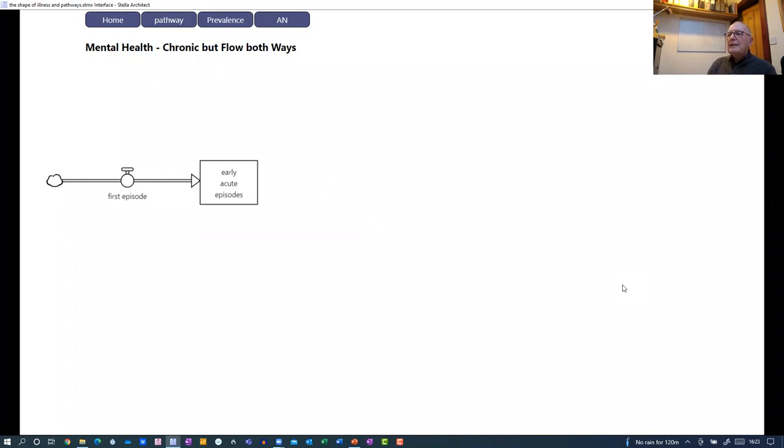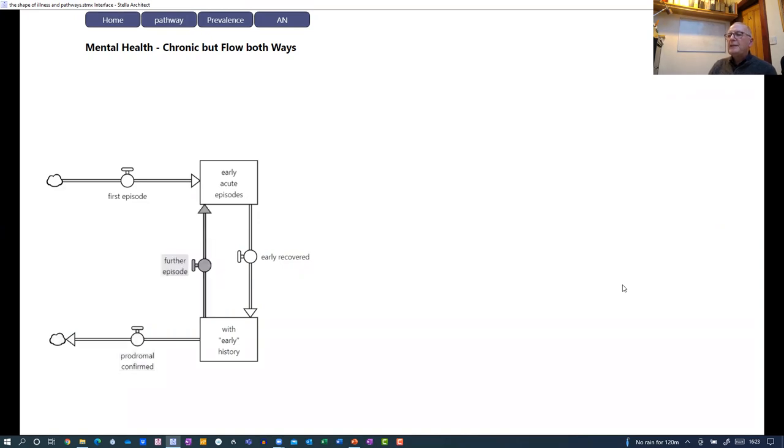When it comes to mental health, the shape of the condition is a bit more complicated. So this is an outline of what psychosis might look like in system dynamic terms. It begins with a first episode and a stock of people who are experiencing an early acute episode. Hopefully people recover from that, but they go into a stock of people who have now got a history of having had an early episode, and they may return to have further episodes, or they may exit that system. The term for that is prodromal. So the diagnosis is that they had a prodromal version of the condition, and it hasn't converted into a full psychosis.